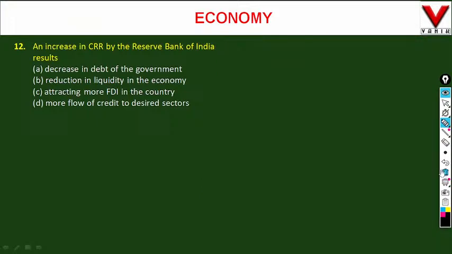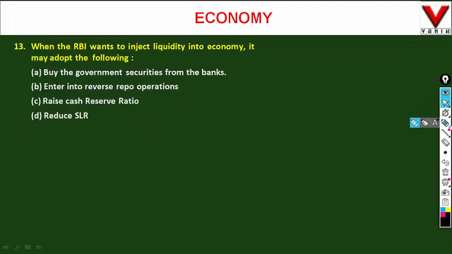Okay, next question. When the RBI wants to inject liquidity, what does that mean? It wants to pump liquidity into the economy. It may adopt the following: buy government securities from banks, enter into reverse repo operations, raise CRR, reduce SLR. What will be the answer?